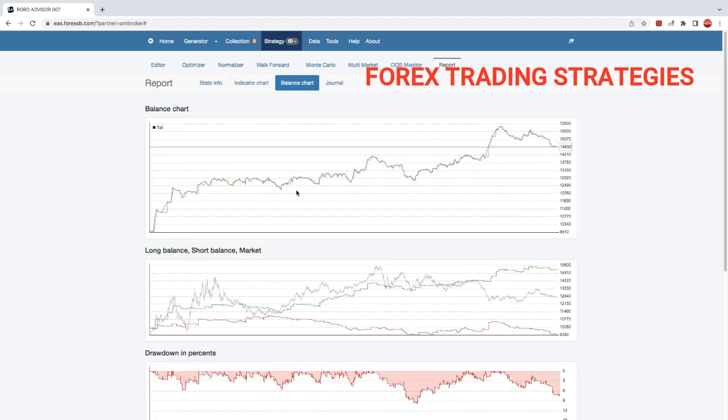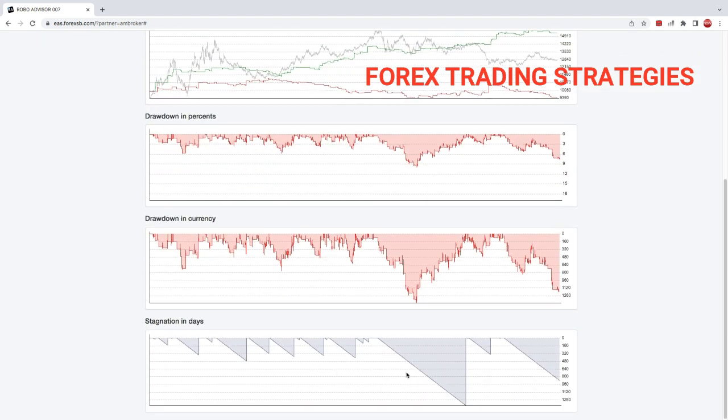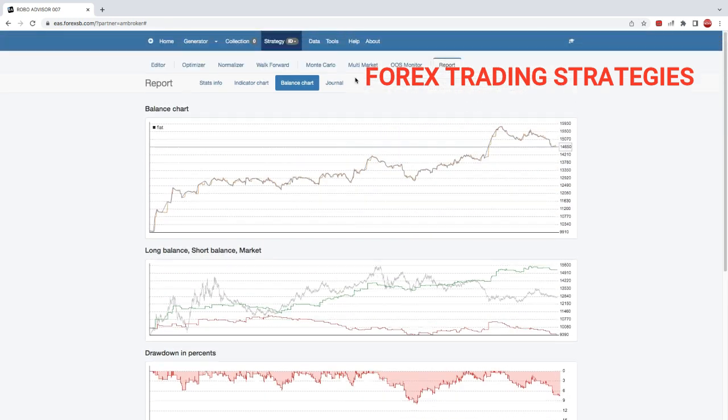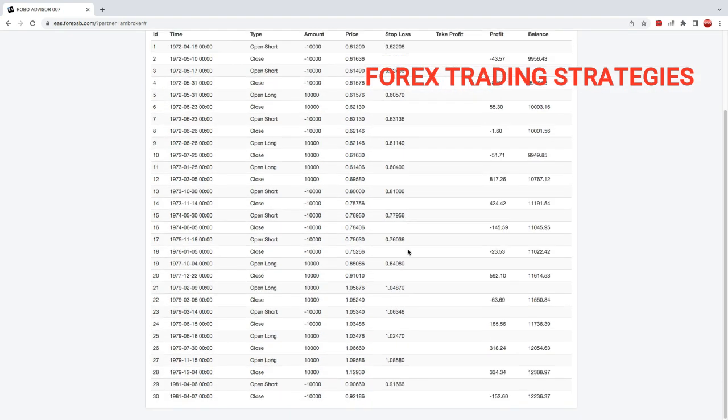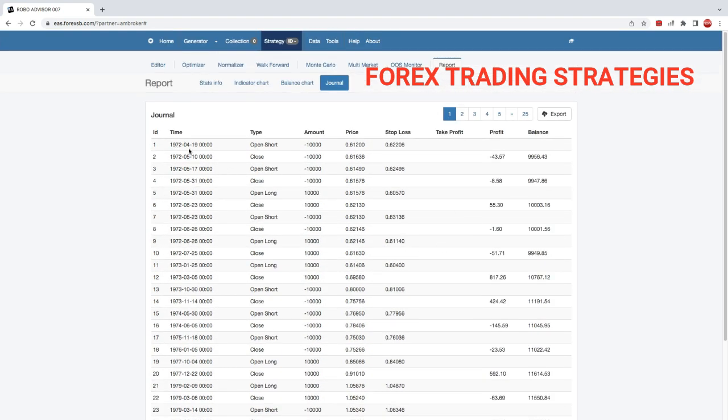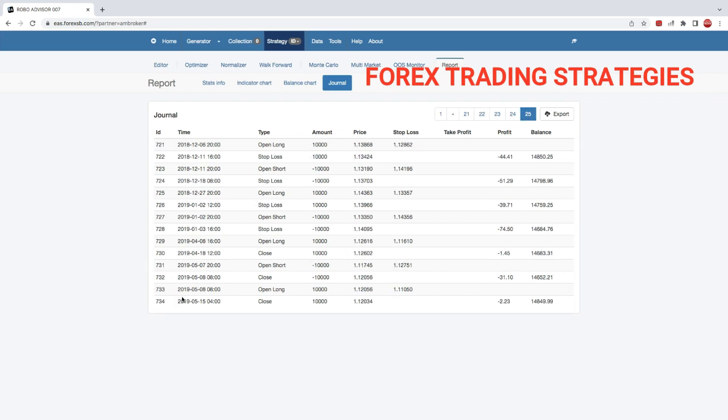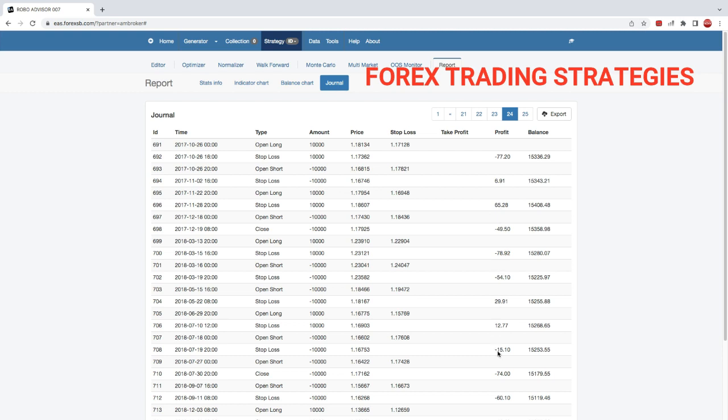So if we go back to our balance chart, over time it still did go up, but not as much as it did without the MACD filtering the trades. You can see the drawdown and stuff like that. Here you can actually see the trading journal. So these are the trades that would have been made starting from 1972 up to about 2019. Some of them were losses, and some of them were wins.